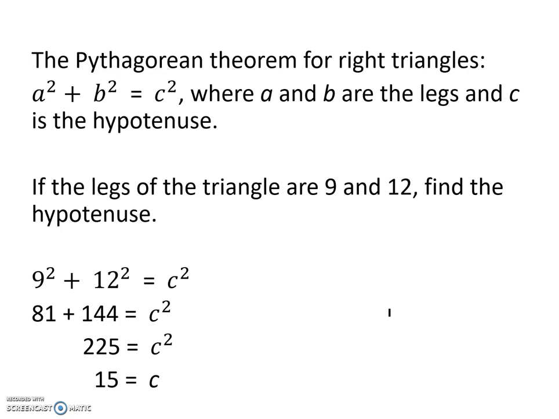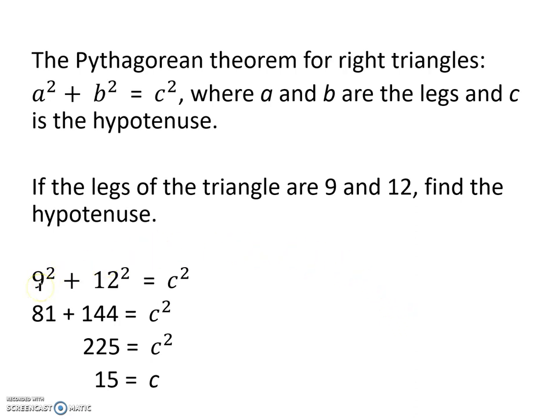Now we're going into the Pythagorean theorem for right triangles. It is a squared plus b squared equals c squared, where a and b are the legs of the right triangle and c is the hypotenuse of the right triangle. In our example, if the legs of the triangle are 9 and 12, find the hypotenuse.